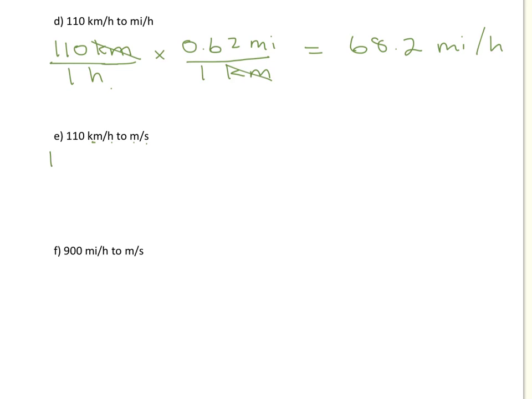So we'll start with 110 kilometers per 1 hour, and we're going to multiply that. We want meters in our numerators, so we're going to multiply that by 1,000 meters per 1 kilometer, and I see I typed in 100 kilometers instead of 110.